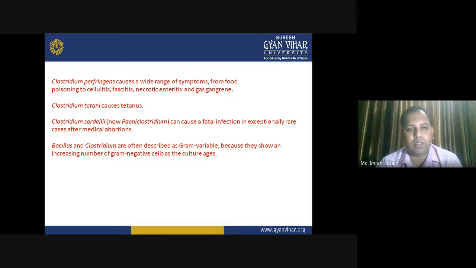So, Bacillus and Clostridium are often described as gram variable because they show an increasing number of gram negative cells as the culture ages. So, gram variable. These bacteria are extremely dangerous in nature because gram staining does not work on them significantly.